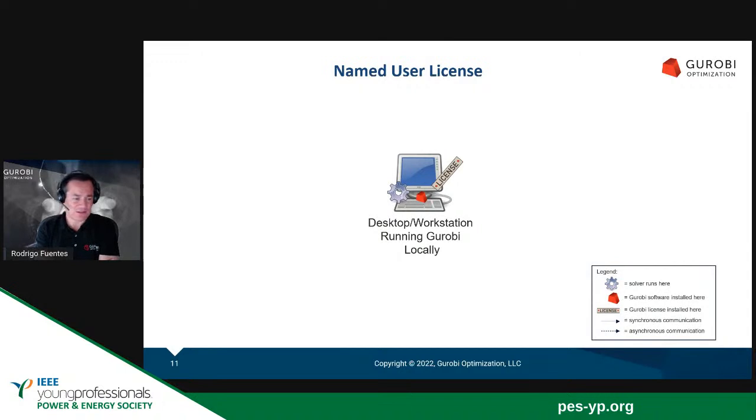The most common license our academic users have is a named user license. Basically, you go to your computer in a university network, and then you request this license from us. Once you get this license, you can install it on your assigned computer. This license is assigned to an individual user. You can run on your laptop or on your dedicated desktop in school, and this license will allow you to use Gurobi on that machine. This license allows for concurrency, and it's the same license that our customers get.